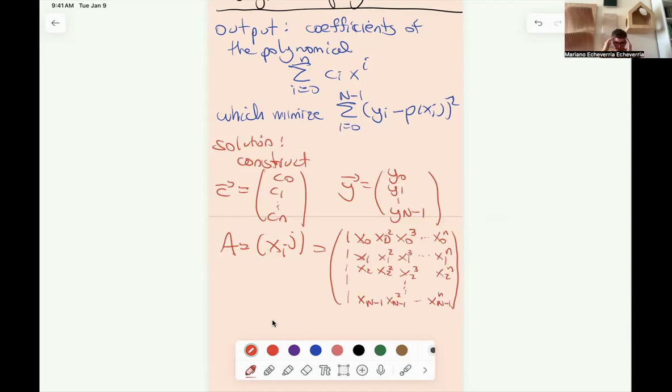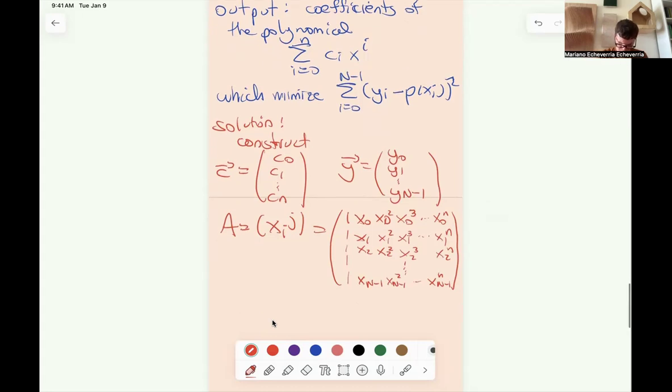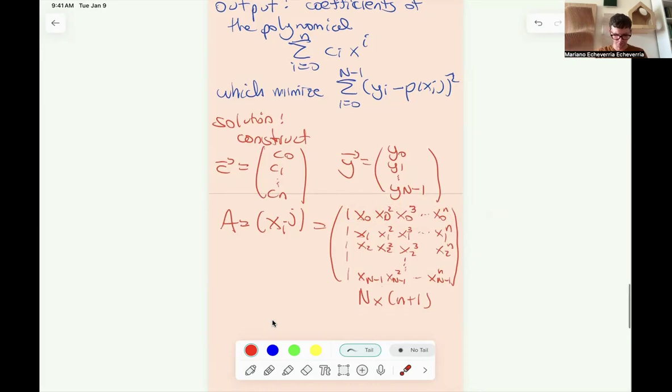So this is going to be a matrix. How many rows does it have? It has as many rows as points that you had, so it has n rows. So this is an n by n plus 1 matrix. Because how many columns are there? There are n columns here plus 1, which is the degree 0. So this is an n times n plus 1 matrix. You just have to be careful because n is being used in two different ways. And the idea is that the vector c solves the normal equations.